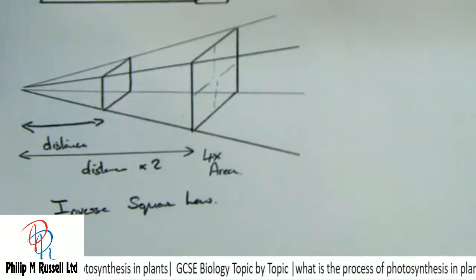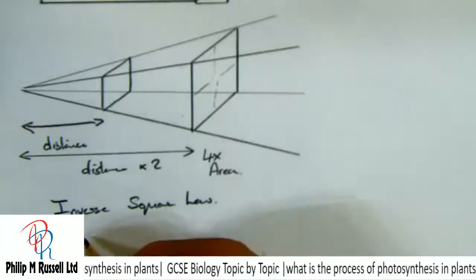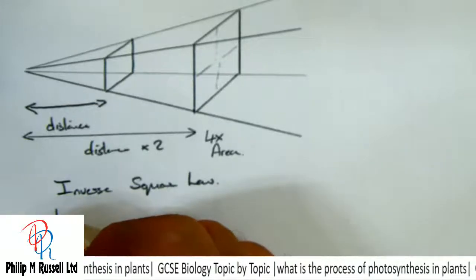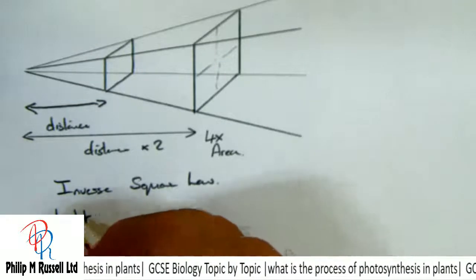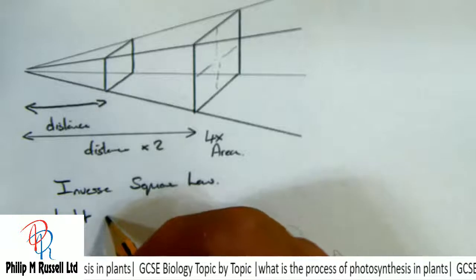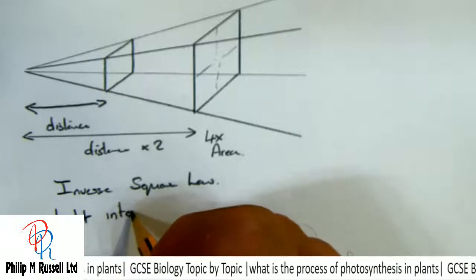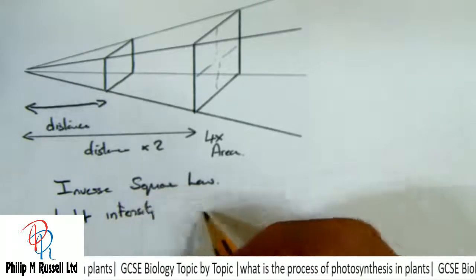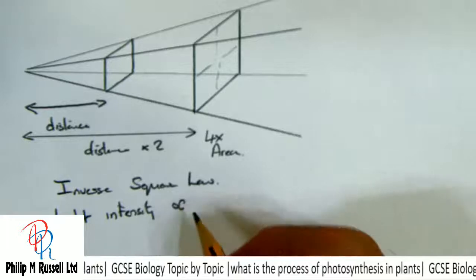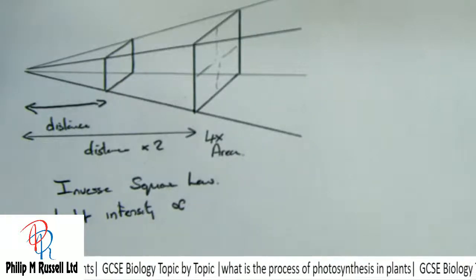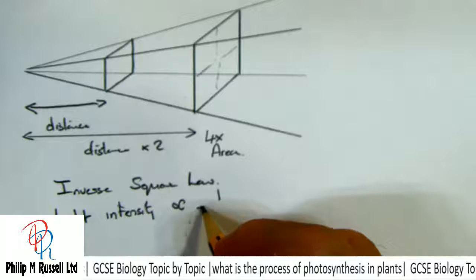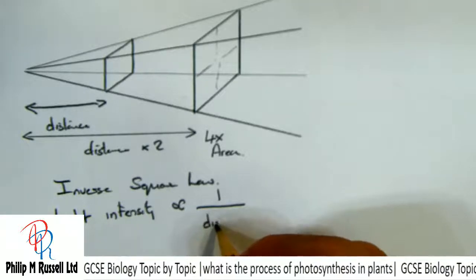The inverse square law is that basically we can say that the light intensity is proportional to 1 over the distance squared.